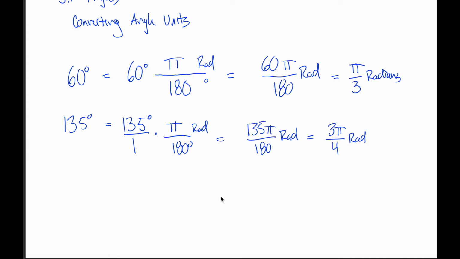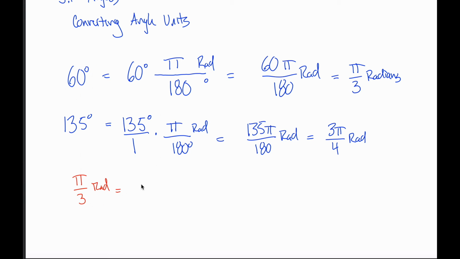Okay, but what if I was going in the other direction? Now I know that 60 degrees is equivalent to pi/3 radians. But what if I started out with pi/3 radians and I wanted to convert that into degrees? We know the answer should be 60 degrees, but pretend you don't already know the answer. Suppose you just started out right here.